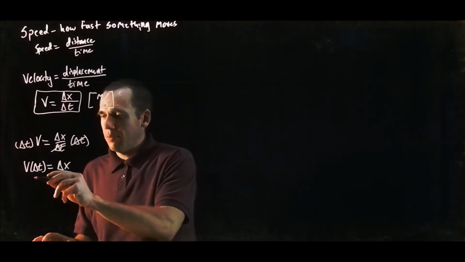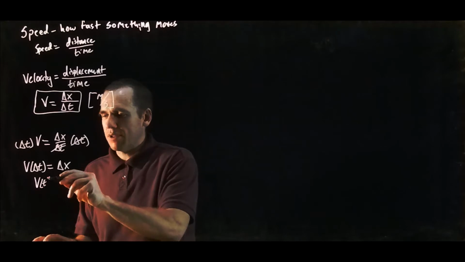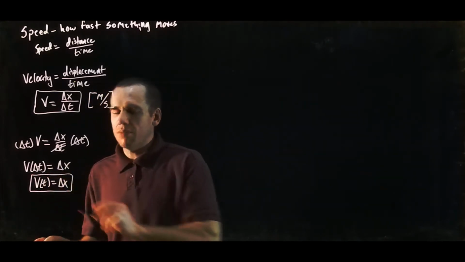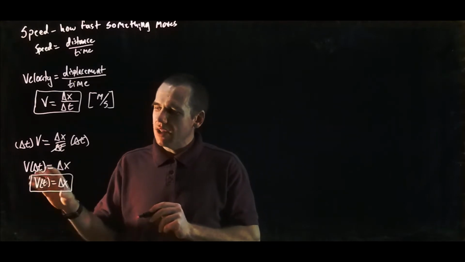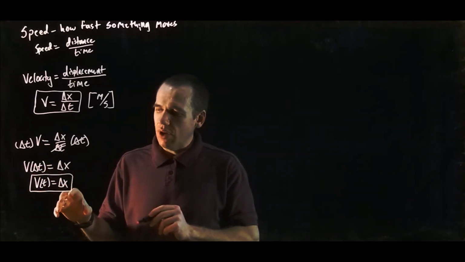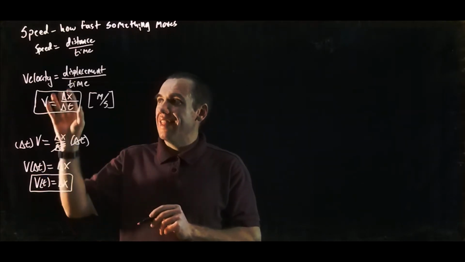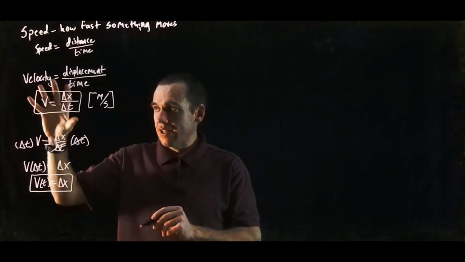We could simplify it a little bit if we take out that delta. Velocity times time equals displacement. This is probably the most useful one to memorize because you can divide both sides of the equation by velocity or by time to solve it for the other variable. This is the definition of velocity, though, so that's the one we start with.